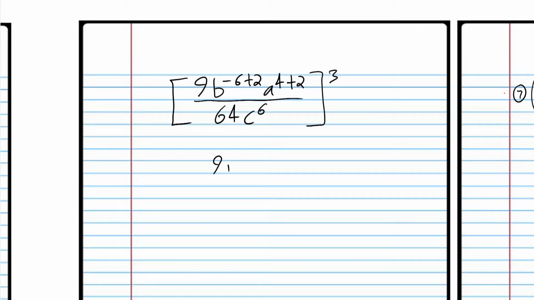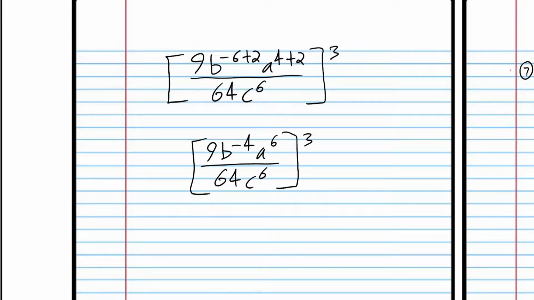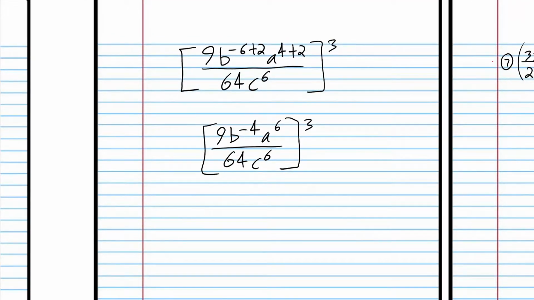And we have 9b to the negative 4, a to the 6th, all over 64c to the 6th, and that's all raised to the 3rd. And we don't really need brackets at this point because we don't have parentheses within other parentheses, but just to avoid confusion, I'm going to keep those brackets. And at this point we can use rule 8 to bring that b to negative 4 down. So we have 64c to the 6th, b to the 4th, and all that is still raised to the 3rd power.